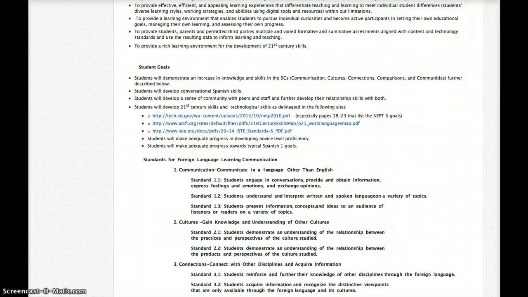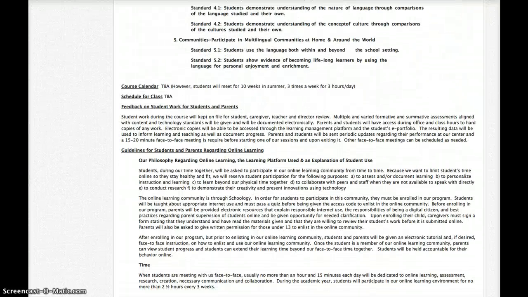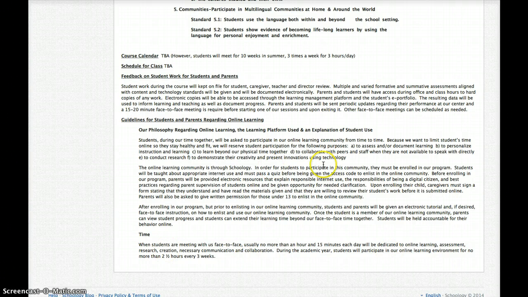If you look at the section regarding guidelines, right here, students during our time together will be asked to participate in our online learning community from time to time. When students are meeting with us face-to-face, usually no more than an hour and 15 minutes each day of the 3 hours we meet will be dedicated to online learning. Since it is summer and they are not in school, that seems to be a reasonable time frame.